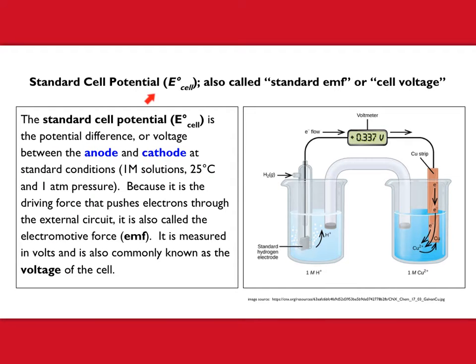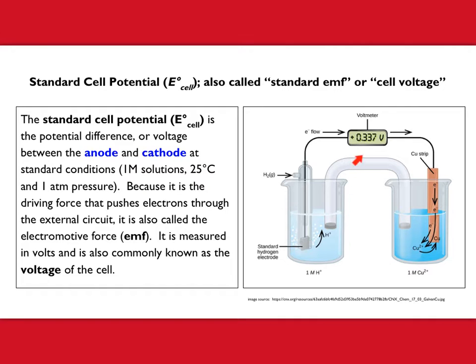Standard cell potential is also called the electromotive force or cell voltage. It's the potential difference between the anode and the cathode in a voltaic cell. When one of the electrodes is hydrogen gas in a solution of hydrogen ions with a piece of inert platinum metal that acts as a surface for the hydrogen gas and ions to meet, it's called a reference electrode. Hydrogen ions are universally assigned a reduction potential of 0.